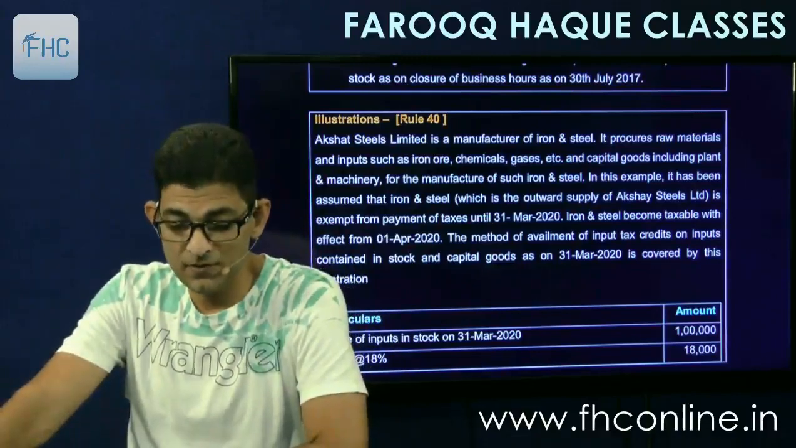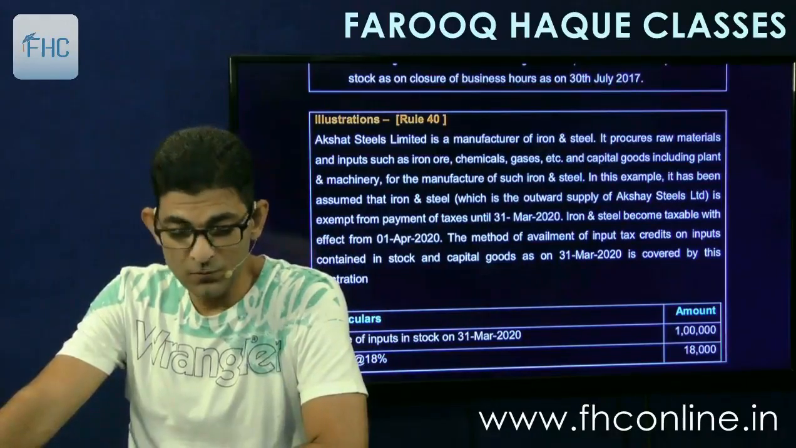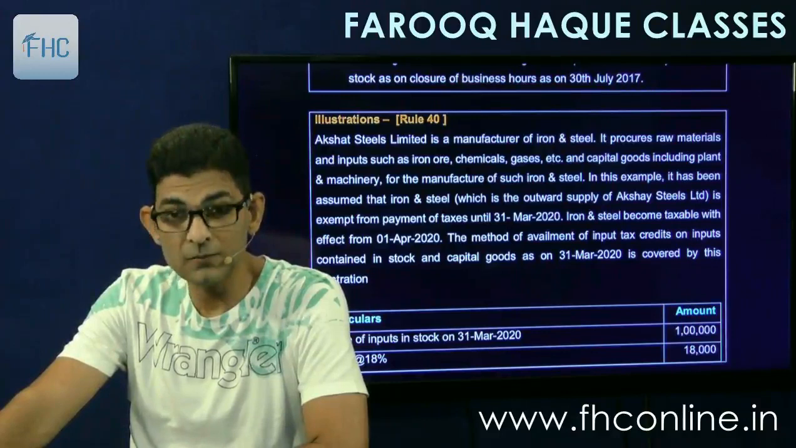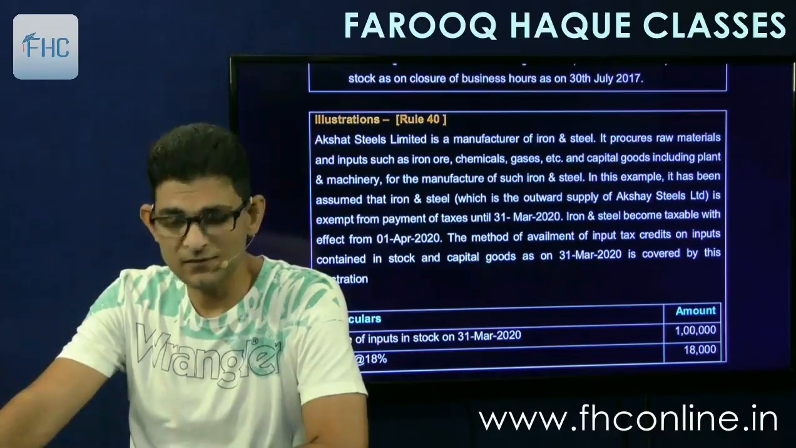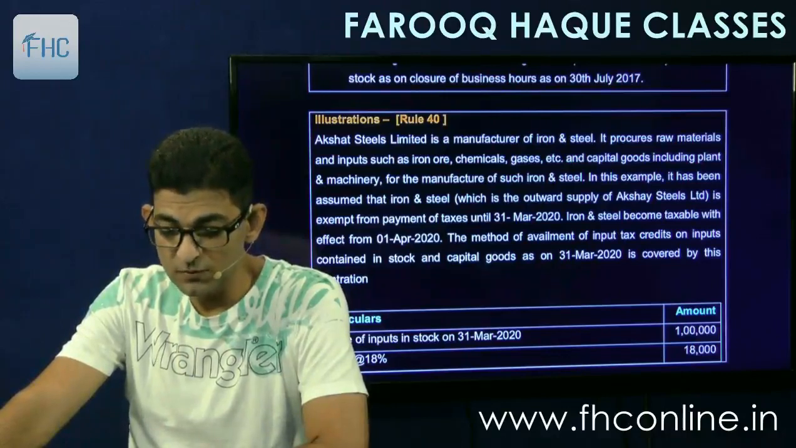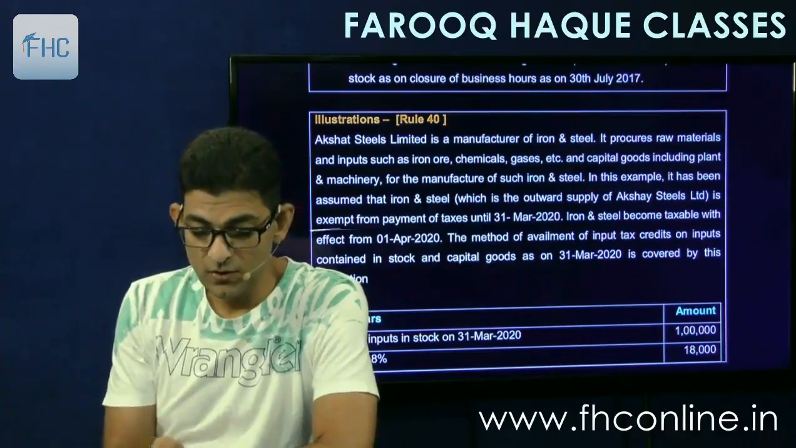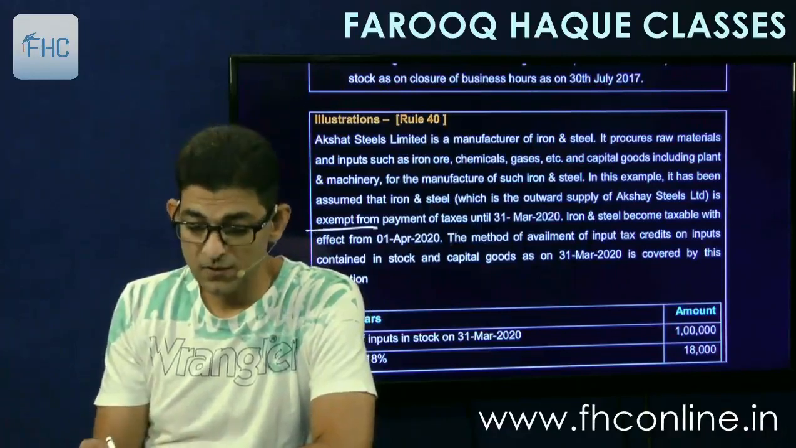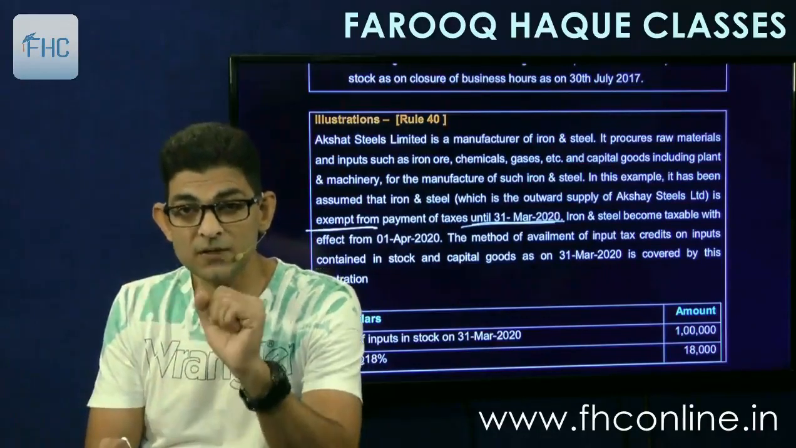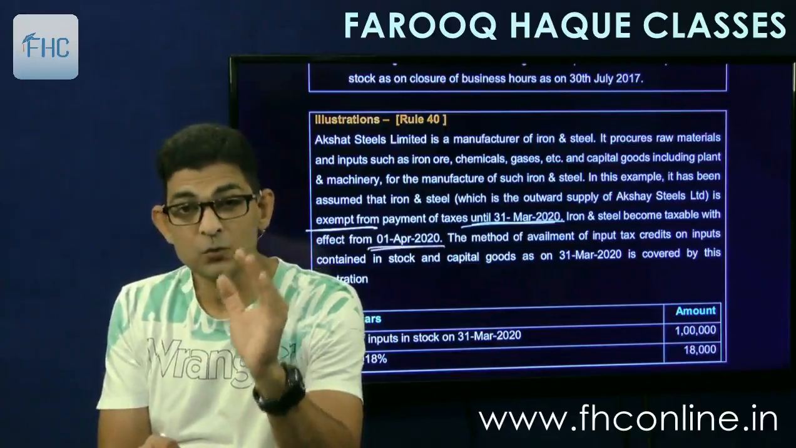Akshat Steels Limited is a manufacturer of iron and steel. He procures raw materials and inputs such as iron ore, chemicals, gases, etc., and capital goods including plant and machinery for the manufacture of such iron and steel. In this example, it has been assumed that iron and steel, which is an outward supply of Akshat Steels Limited, is exempt from tax. Your output was exempt until 31st March 2020. Iron and steel becomes taxable with effect from 1st April 2020.